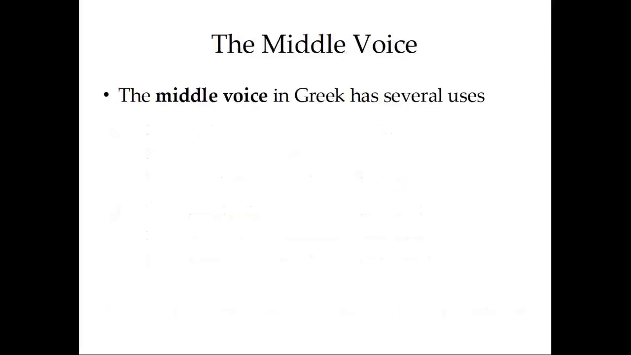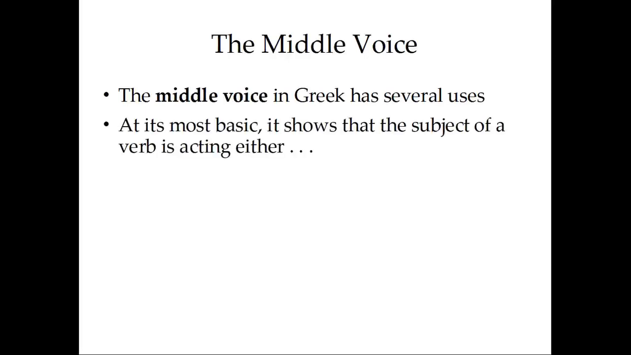Now, the middle voice. The middle voice in Greek has several uses. At its most basic, it shows that the subject of a verb is acting either upon itself or in its own interests. So in active, a verb in the active voice is itself doing the acting, but it's not the thing that it's acting upon. Whereas in the passive voice, the thing isn't really doing the acting at all. It's being acted upon. The middle voice is, as you would expect, right between those two.